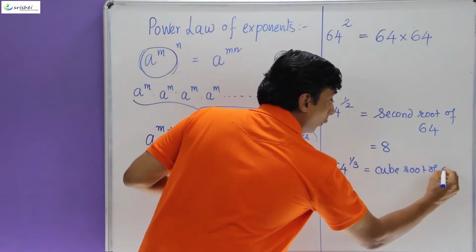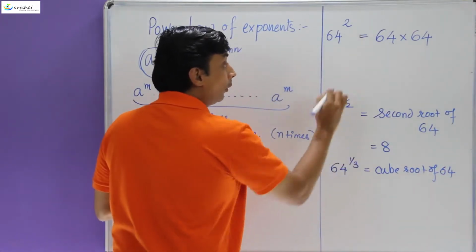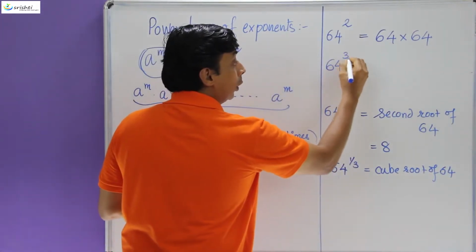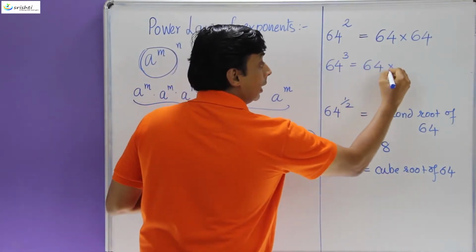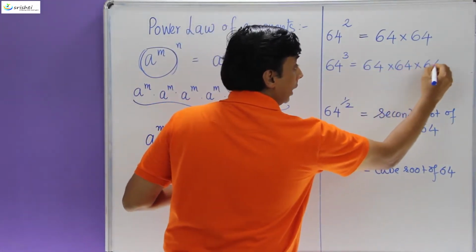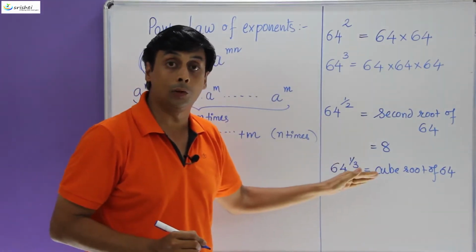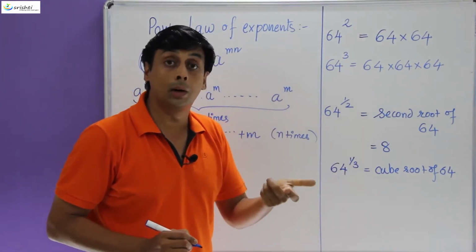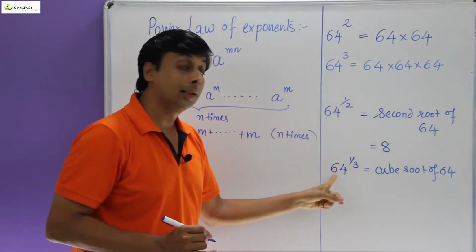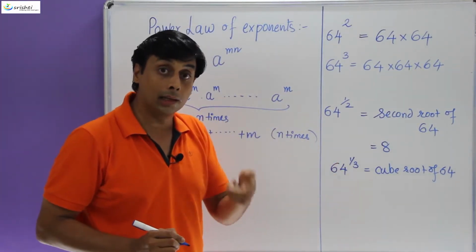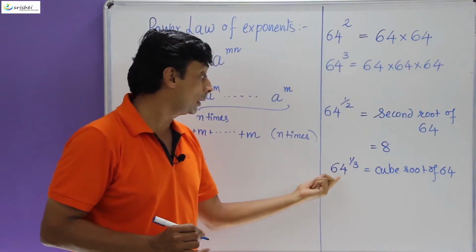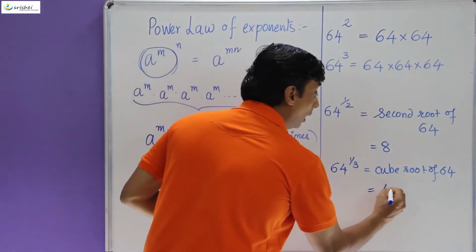So what you are trying to find here is, okay, before we do this, let's understand what is 64 cube. 64 cube would be 64 into 64 into 64. But 64 raised to 1 by 3, the cube root of 64, would mean which number has a cube of 64. So we are trying to find a number whose cube is 64, and that happens to be a 4.